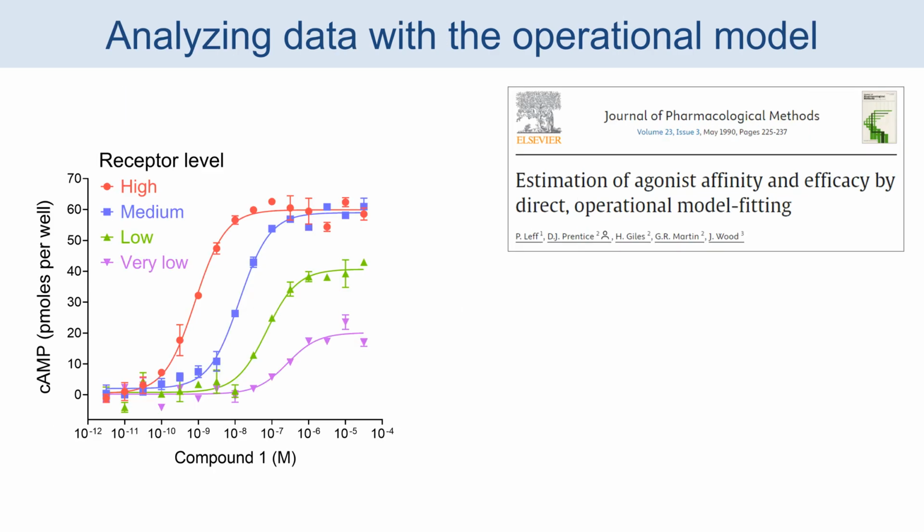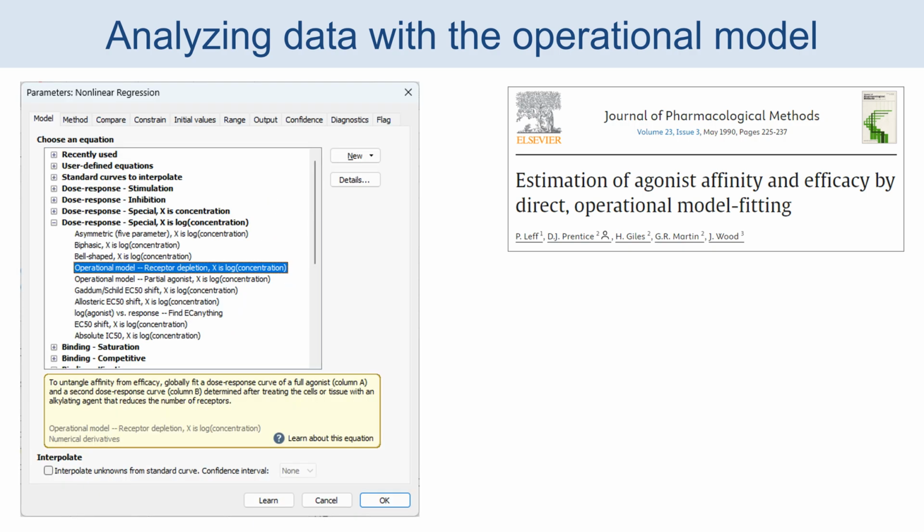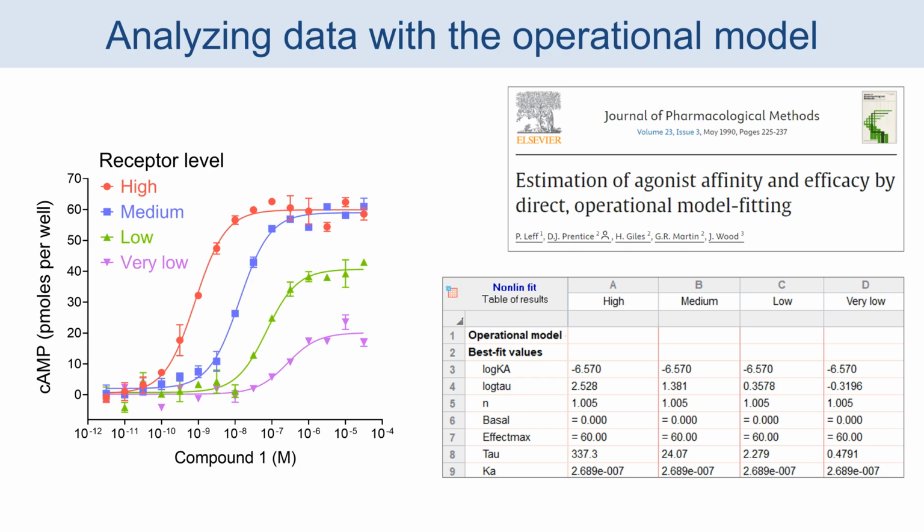In a second example, this paper here is an early example of analyzing data with the operational model to measure the model parameters. It is possible to quantify tau and Ka using curve-fitting methods. An equation is available to do this in the popular curve-fitting program GraphPad Prism, as you can see here. Here we have the results table from this analysis showing the Ka value here, and here are the tau values.